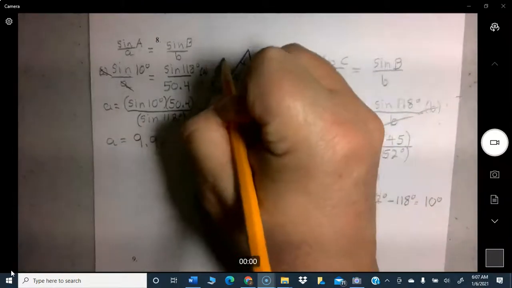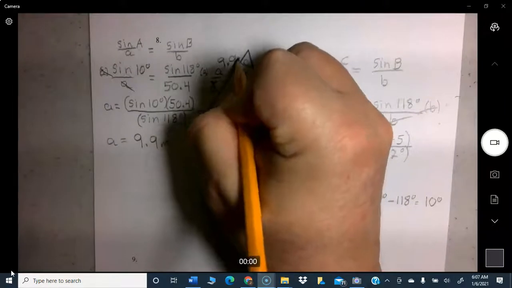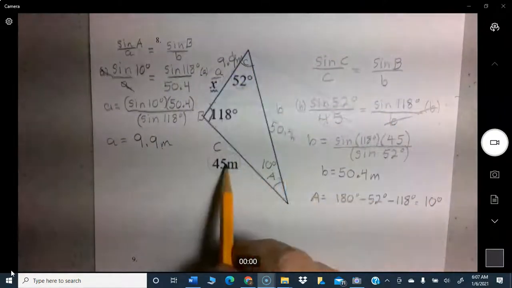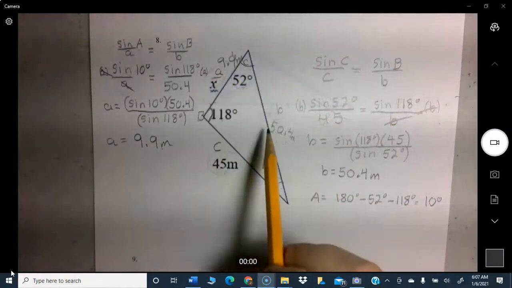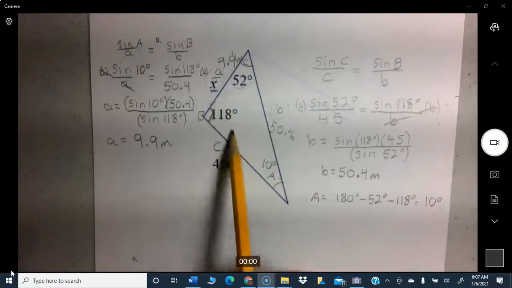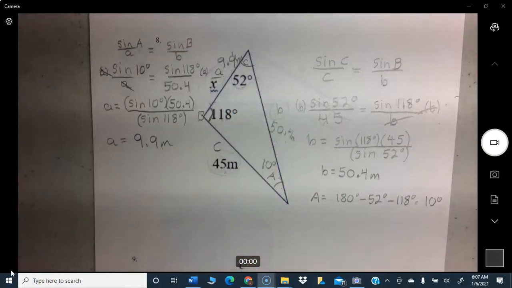That's a distance. So now you've figured out all three sides, you figured out two of them, and you know all three angles. So you're done with that problem.